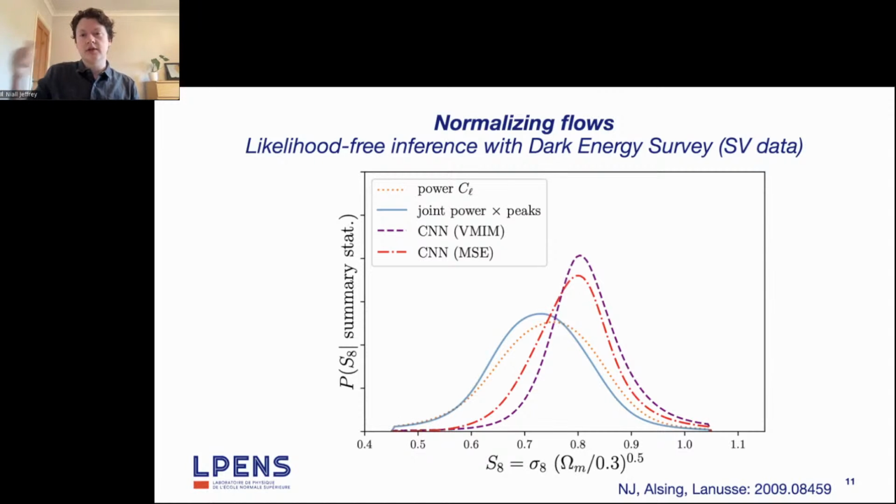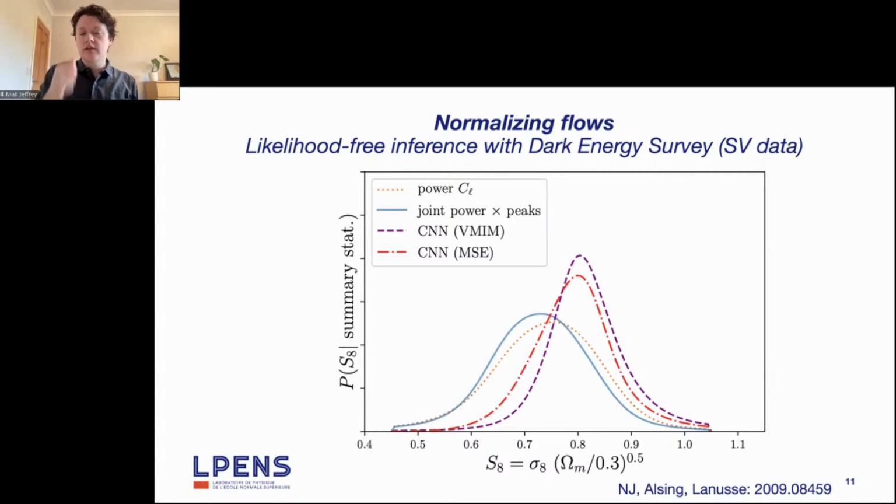So we take our data from the Dark Energy Survey, and we form summary statistics. In these cases, there's the power spectrum, the orange dashed line. The solid blue line is the count of the number of peaks in the map generated from the data. And then the two final ones, the purple dashed line and the red dash-dot line, are convolutional neural networks using two different methods to compress that data first, instead of using these power-spectrum-constructed statistics. So this is all to say that here we have four different possible summary statistics, and we've simulated this data.